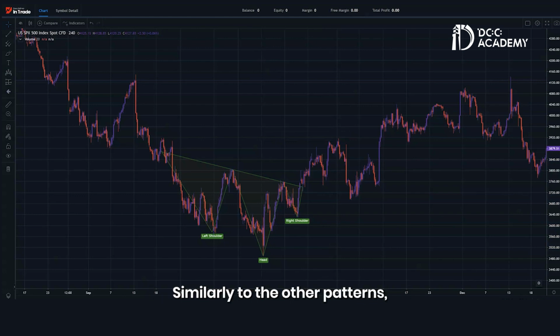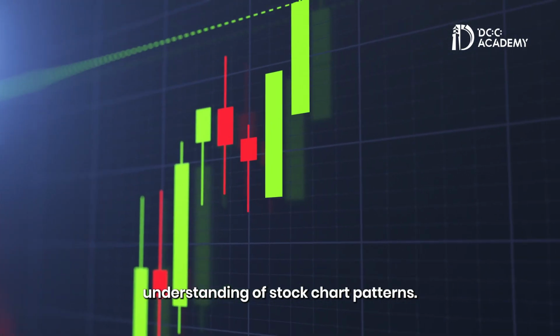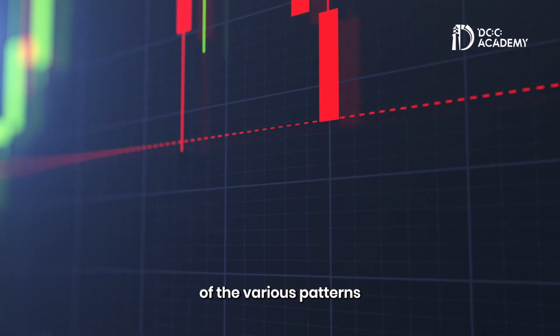Similarly to the other patterns, traders usually use other technical indicators and fundamental analysis to confirm these breakouts to avoid false signals. Everything that we've learned today provides an in-depth understanding of stock chart patterns. By now, you should have a better understanding of the various patterns and how to interpret them.